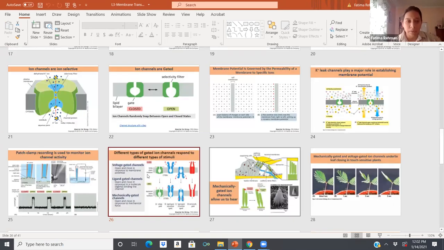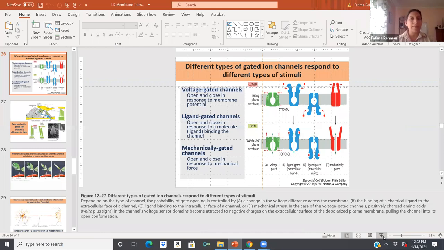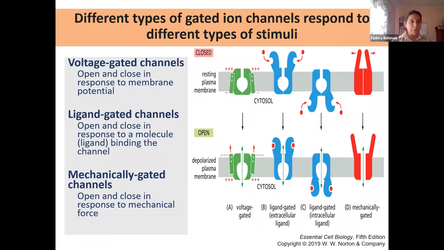Okay, so the next thing we're going to talk about is different types of gated ion channels that we have in our body to respond to various types of stimuli. These are some of the things that you would have read about in the article that I gave you for this week. There are three main types of gated ion channels. You have voltage gated ion channels that respond to ionic changes, the membrane potential when it is existing, to figure out when to open or close.